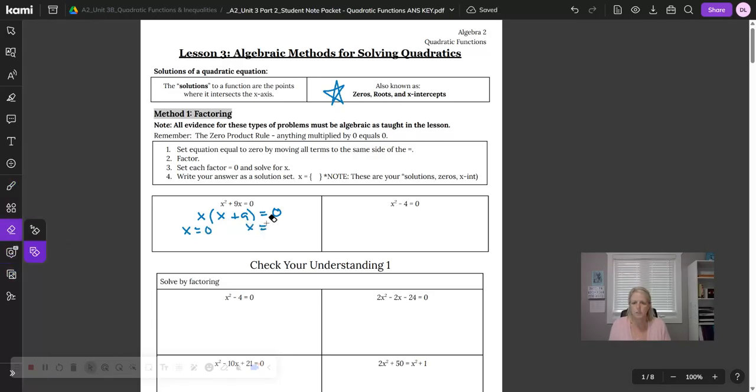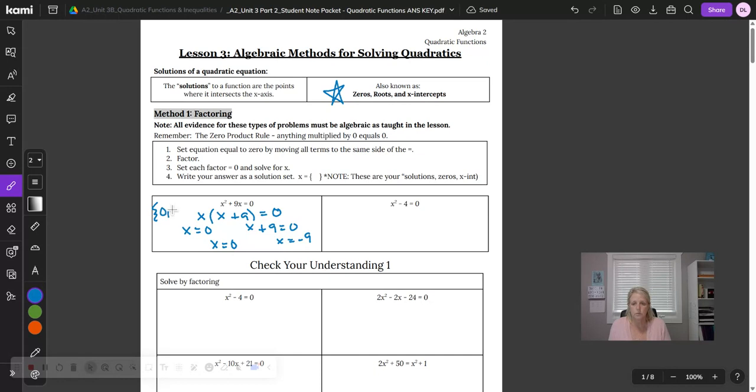Whoops, this should be x plus 9 equals 0. Okay, so on the left side, we can see that obviously x is going to equal 0. On the right side, for x plus 9 to equal 0, x would have to be negative 9. So you could put those in a solution set.